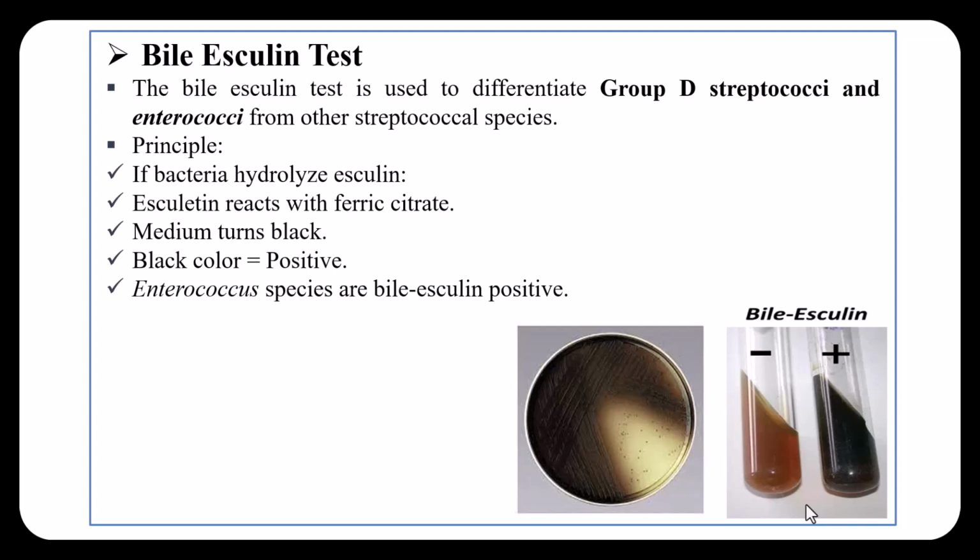Why does this happen? Because this test uses a medium called bile esculin agar that contains bile salt, esculin, and ferric citrate. The bile salt in the media inhibits the growth of many gram-positive bacteria, allowing only bile-resistant organisms to grow. And if the bacteria are able to hydrolyze the esculin in the media, it breaks down into esculetin, and the esculetin reacts with the ferric citrate in the media and produces a dark brown to black color. Therefore, the black color of the media indicates a positive result.